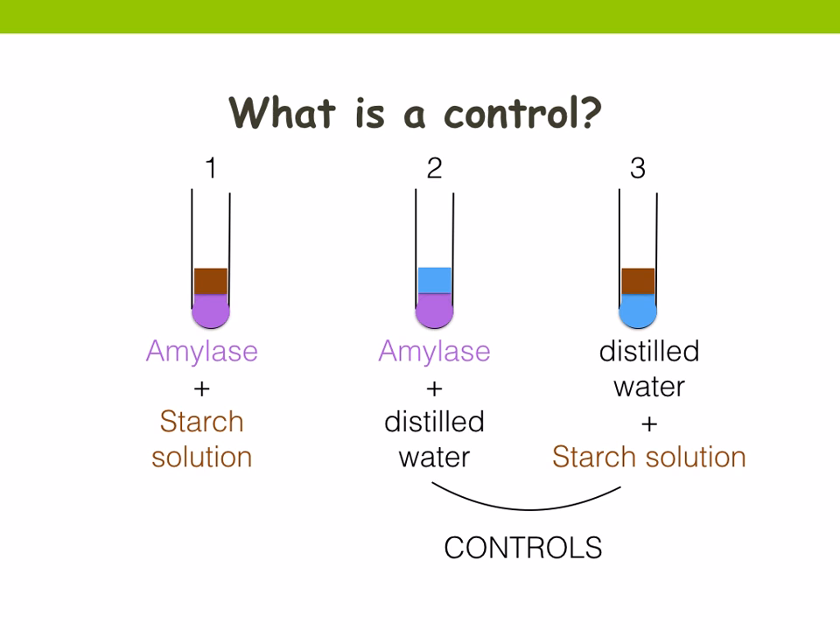If you look at test tube 3, you've got distilled water and starch solution. This is to make sure that starch doesn't just randomly break down on its own. Okay, so controls are there to make a comparison so that any results that you get in test tube 1 are purely due to the reagents in there, so the amylase and the starch solution. Your independent variable is having the desired effect.